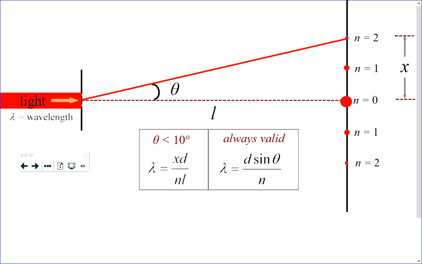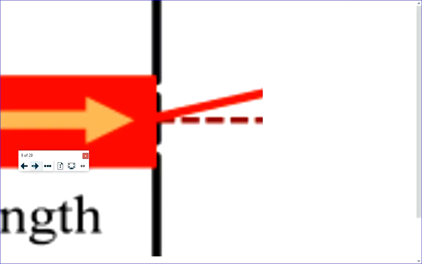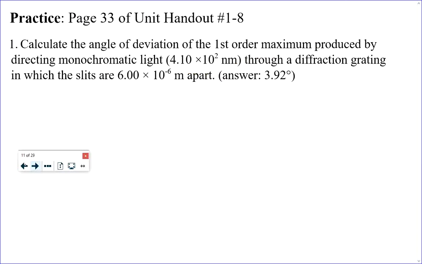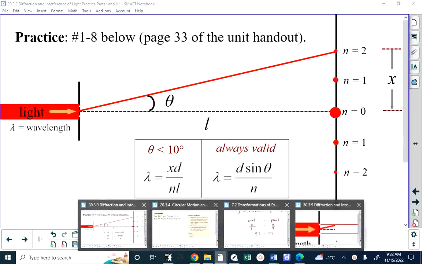So before I get to the three examples that I asked you to complete, let's talk about the fact that you have the lambda equals xd over nl formula, which is not always valid. If you're given a question, and I'm going to actually go to, yeah, sure. Let's go right to example 1 here.